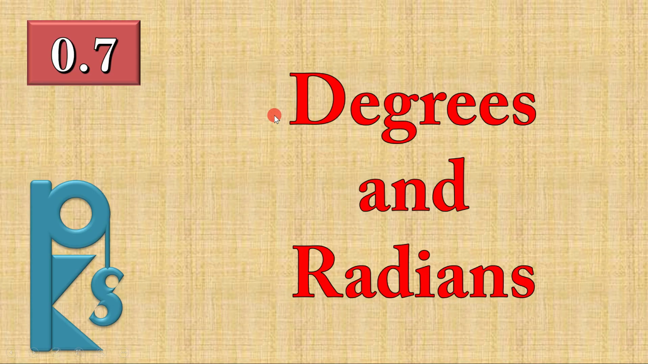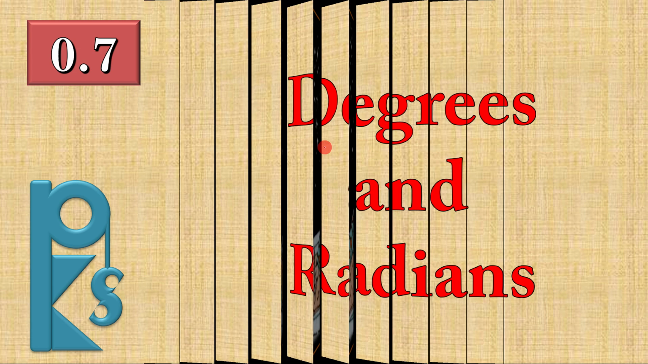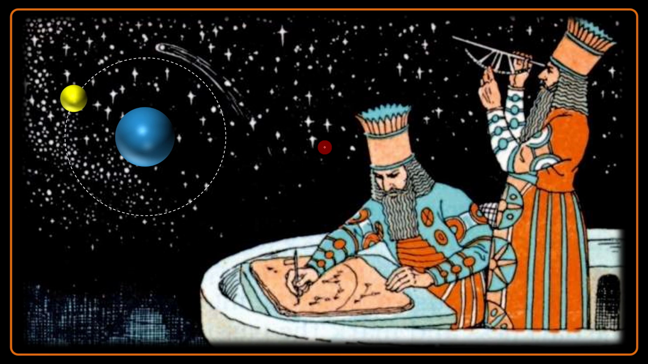Hello guys, in this video I'm gonna talk about degrees and radians, the two frequently used units for measuring angle. Let's start with degrees. The history behind degrees is not that clear, but according to a theory, ancient astronomers believed that the sun was following a special ecliptic pattern, which was repeated every 360 days.